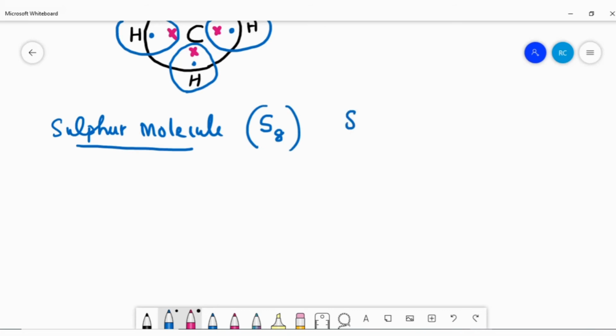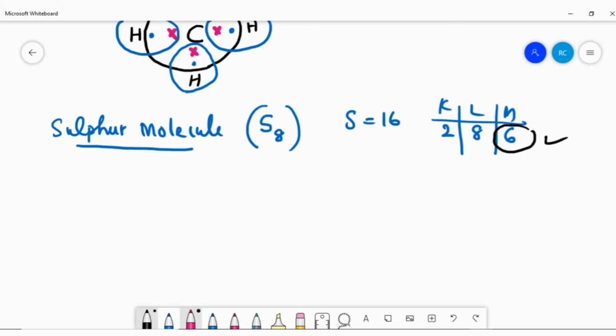Sulfur's atomic number is 16. So the electron configuration is: K shell 2 electrons, L shell 8, and M shell 6 electrons. We need to consider only the 6 electrons as valence electrons. Now, there are 8 sulfur atoms.